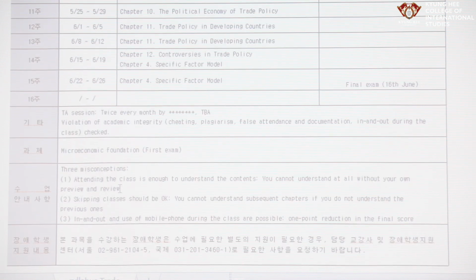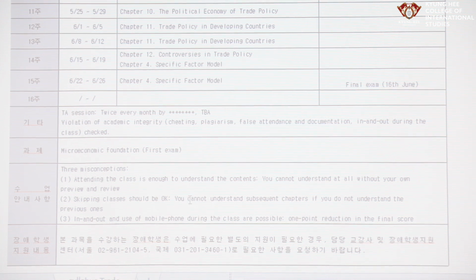Okay, so 3 misconceptions. Number 1, attending the class is not enough to understand the contents. You have to study. I emphasize your own preview and review. Right? And number 2, skipping class is not okay. You cannot understand subsequent chapters if you do not understand the previous ones.